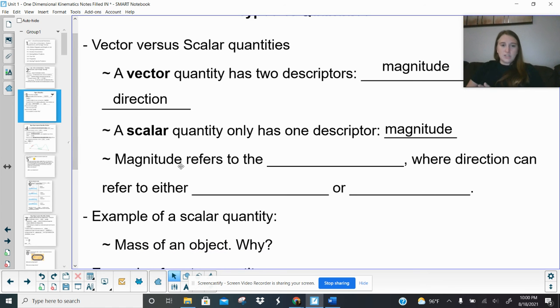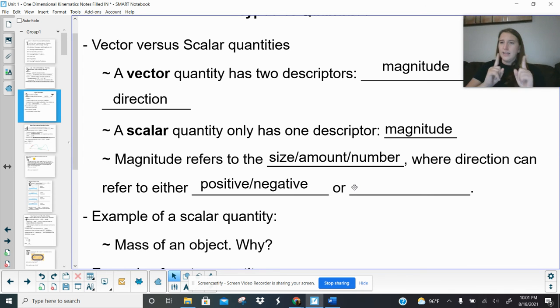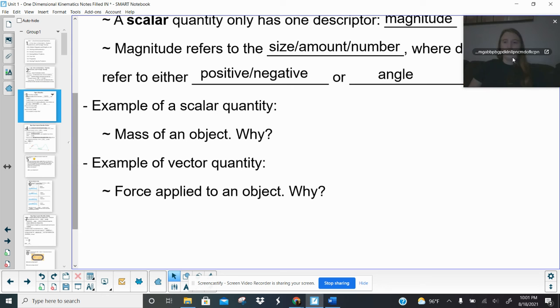Again, magnitude specifically refers to the size, the amount, the number, whatever associated with that quantity, where direction can refer to whether it's positive or negative. So we might be traveling in the positive direction, might be traveling in the negative direction, or occasionally the angle. If we're talking about projectile motion, the angle will tell us the direction. So again, vectors describe both. A scalar only has magnitude.